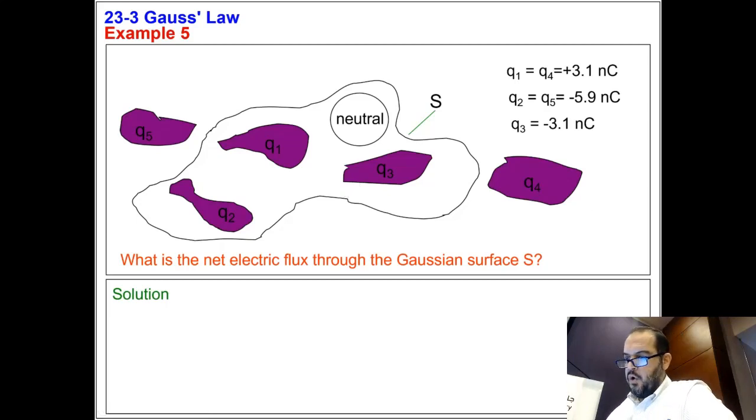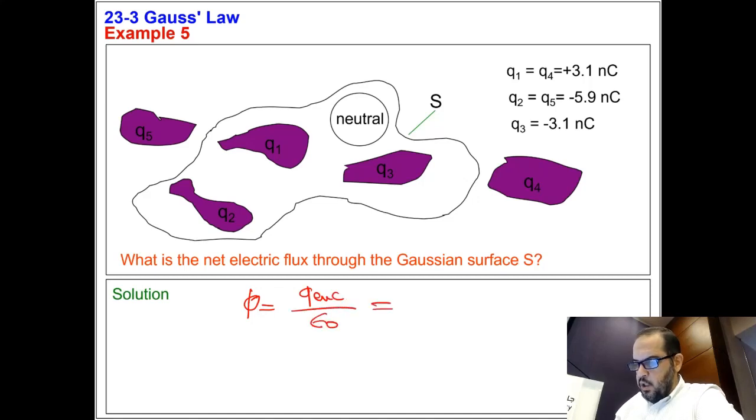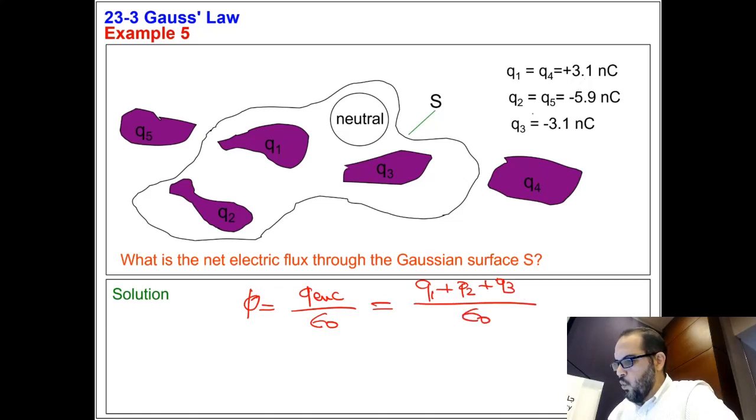Okay. So here I have a geometry where I have different charges Q1, Q2, Q3, Q4, Q5, and I have a surface S. What is the net electric flux through the Gaussian surface S? I just use Gauss's law. The flux is equal to the charge enclosed divided by epsilon 0. The charge enclosed in this case by the surface S is Q1 plus Q2 plus Q3, divided by epsilon 0. Notice Q1 is 3.1 nanocoulomb, Q2 is minus 5.9 nanocoulomb, and Q3 is minus 3.1 nanocoulomb. So you add them, scalar addition, you divide by epsilon 0, you will find the flux.